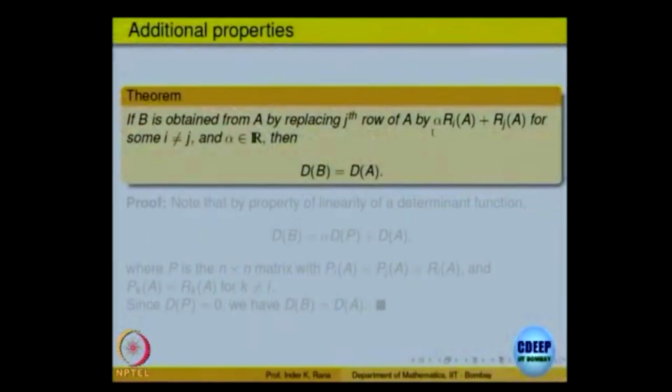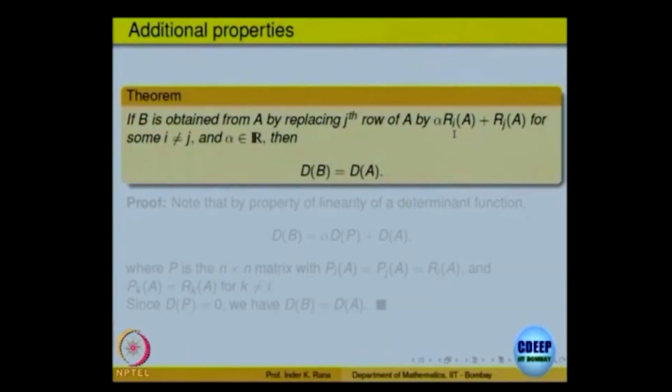Because only the jth row is changed. So on the right hand side, when you apply linearity, one matrix will be R1, R2 and so on with the same row repeated at the jth place. This is the ith one, so ith and ith will be coming, and in the other one, i and j will be coming, that will be A itself. Are you getting? This is the jth entry, the jth row for the new matrix.